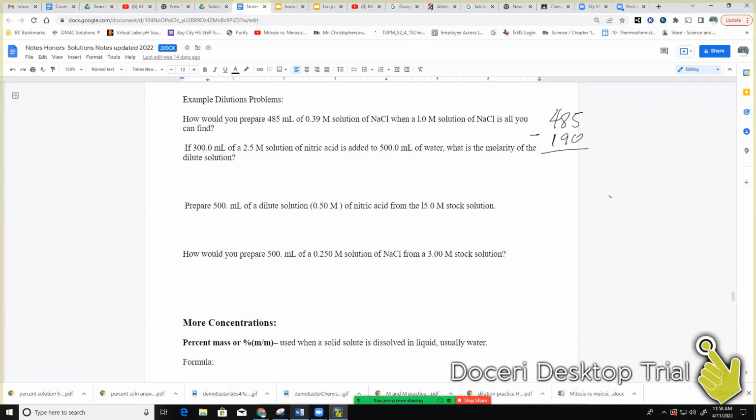All right, let's look at one more and then y'all can try the other ones at home. So the next one says, if 300 mLs of a 2.5 molar solution of nitric acid is added to 500 mLs of water, what is the molarity of the dilute solution? So this first molarity, 2.5, is that M1 or M2? That would be M1, right? Because I'm trying to find the molarity of the dilute, so that's always going to be my M2. That means this is my V1. I'm trying to find M2. But what is my V2?